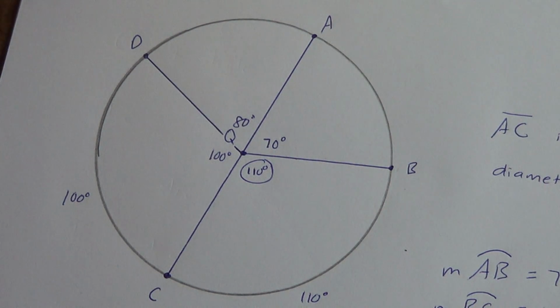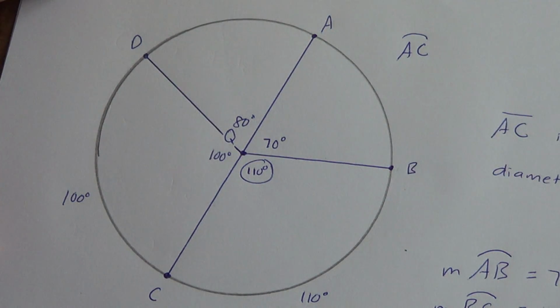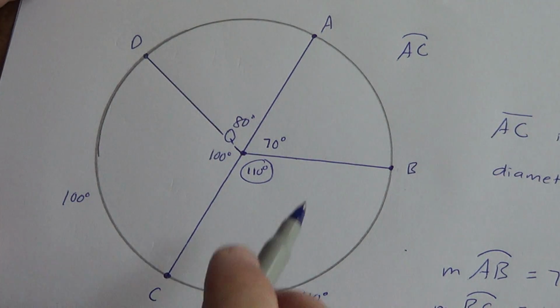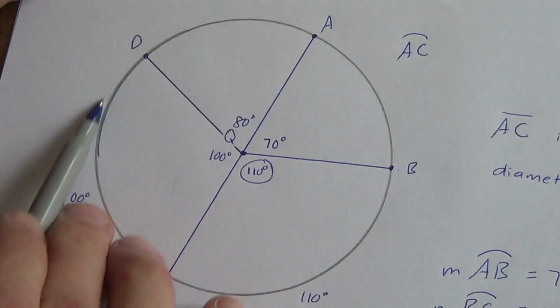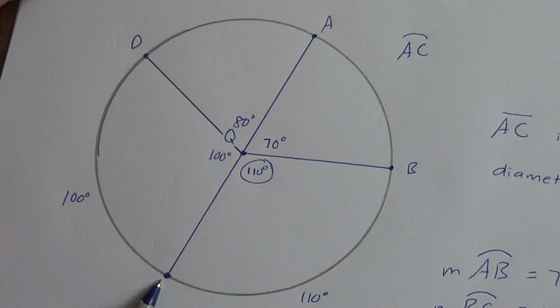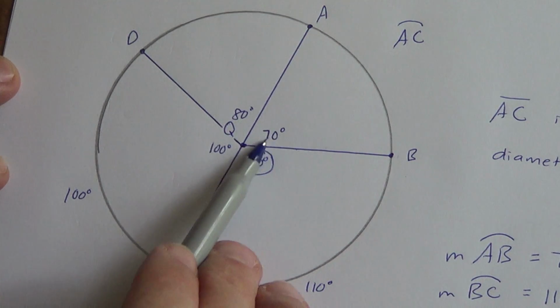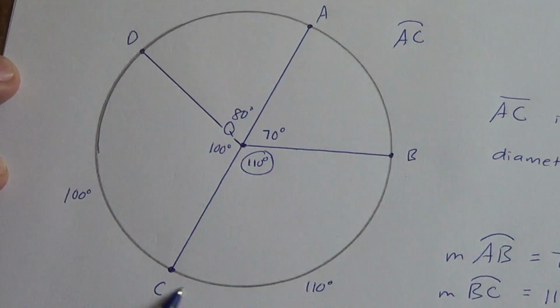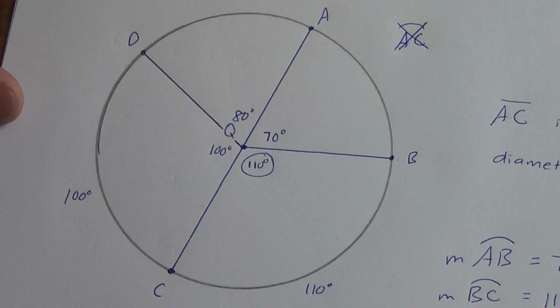Now, if I just told you arc AC, that's all I wrote down, would you really know what I'm talking about? Does that mean this arc AC, or this arc AC? They're different arcs. Now, they equal the same thing. 80 plus 100 is 180. 70 plus 110 is 180. So coming this way is 180, coming this way is 180. They equal the same amount, but they are different arcs. So you cannot just use two letters for a semicircle.